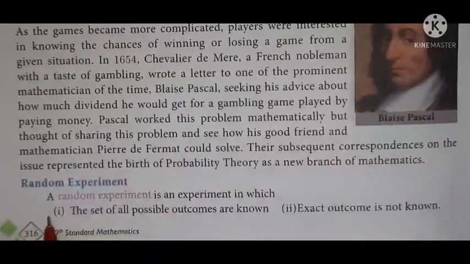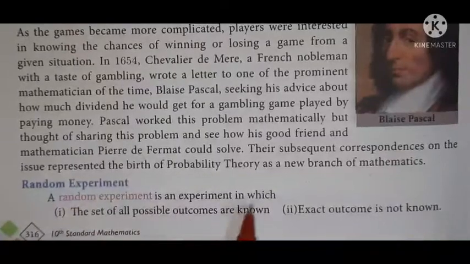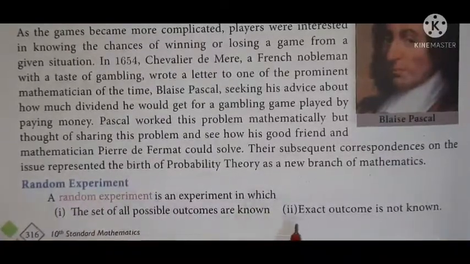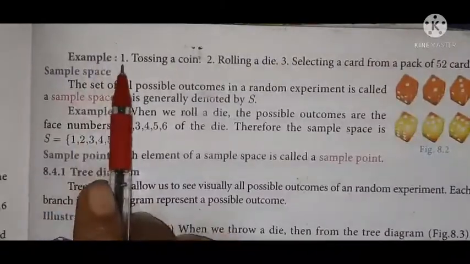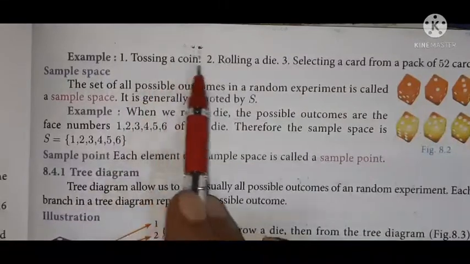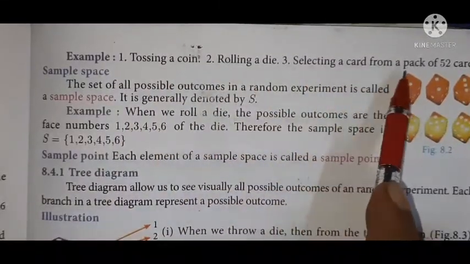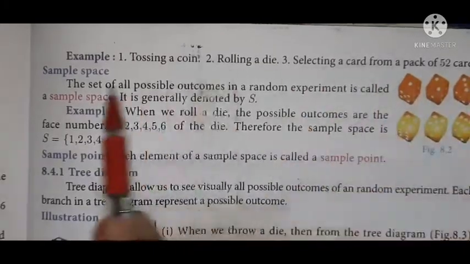Random experiment. A random experiment is an experiment in which the set of all possible outcomes is known, but the exact outcome is not known. Example number 1: tossing a coin. 2: rolling a die. 3: selecting a card from a pack of 52 cards.